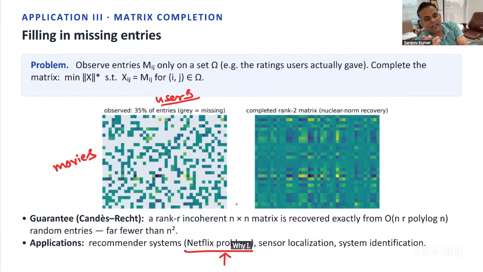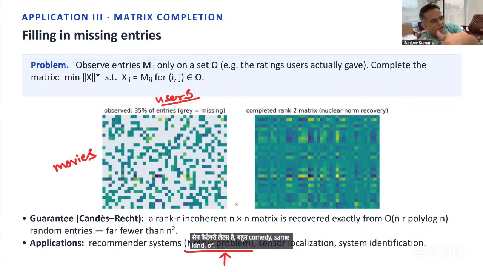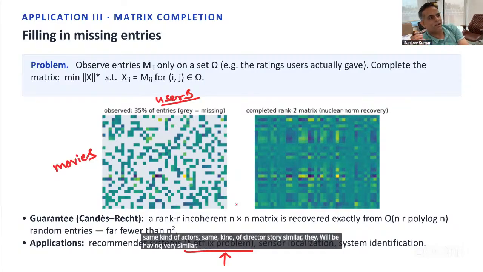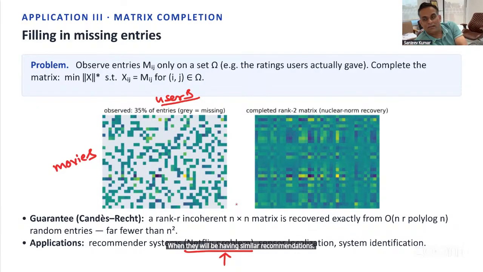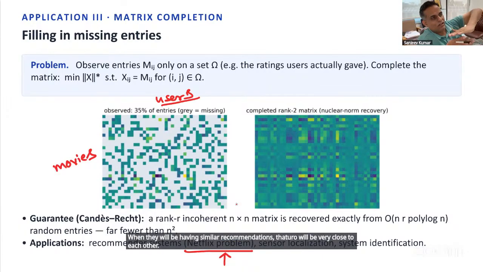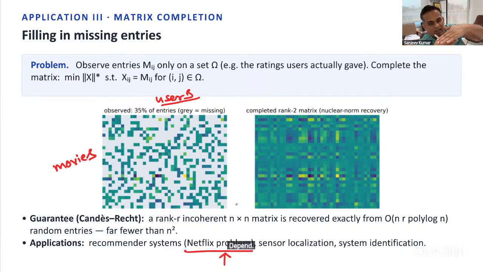Why am I saying I can model it? Because the concept is very simple. If two movies are, let us say, similar, in the same category, both comedy, with the same kind of actors, same kind of director, and a similar story, they will have very similar recommendations by different users. When they have similar recommendations, the two rows will be very close to each other. And when two rows are very close to each other, we can say those two rows are dependent on each other.